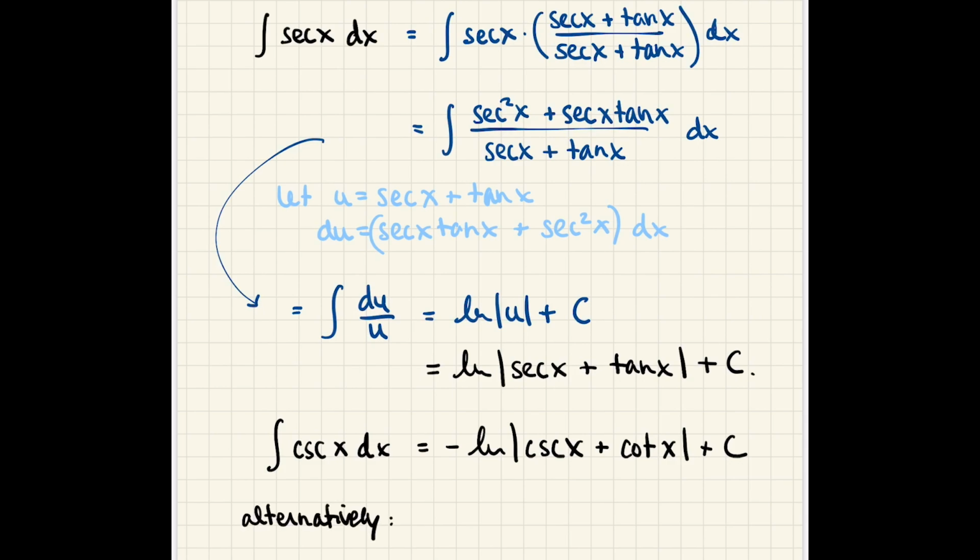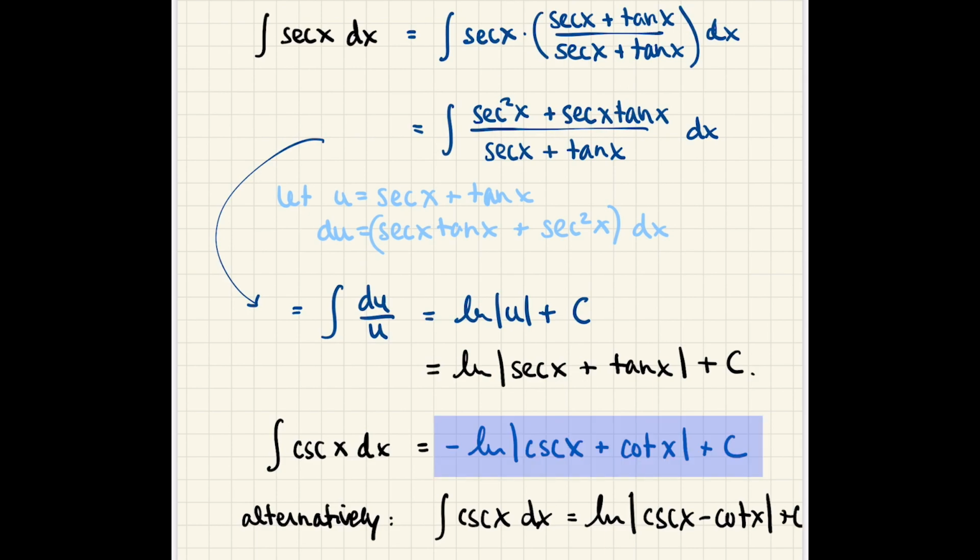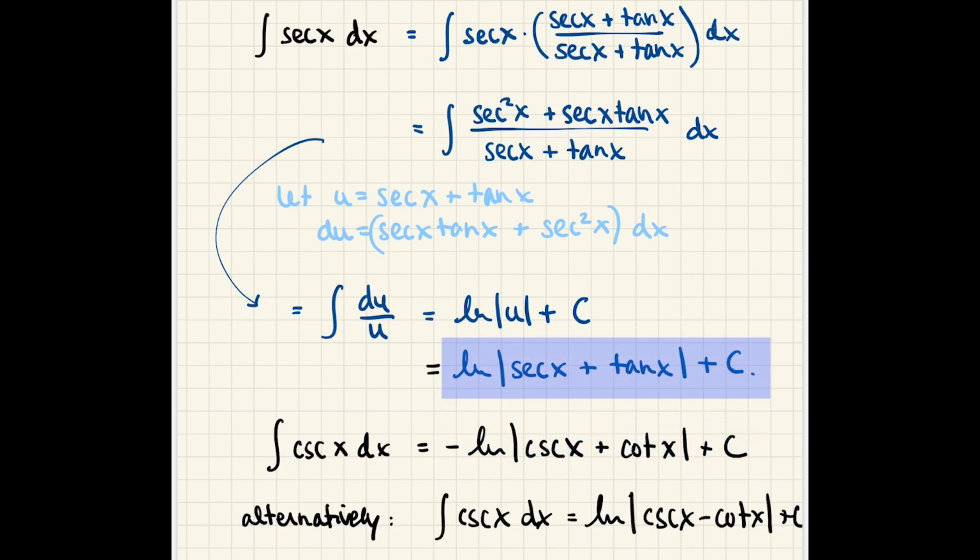Oftentimes, I've seen this on tables of integrals. And this is equivalent. So ln of cosecant of x minus cotangent. So whichever you prefer. I actually prefer the first one because I feel it's a little more parallel with the version for secant that we use above it. And it's consistent with how calculus has been paired off with trig functions. For instance, the derivative of secant being secant tangent, the derivative of cosecant being negative cosecant cotangent.